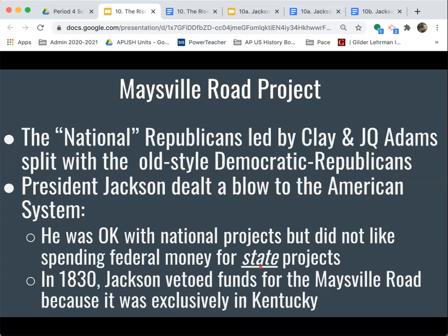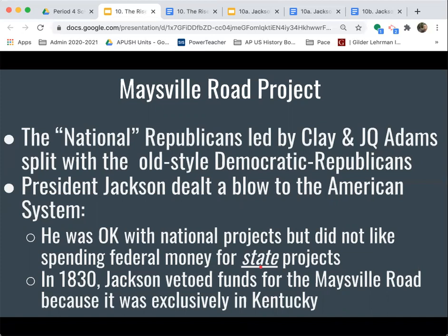But if we needed to fix the 10 freeway, which starts in Santa Monica, depends which way you're going, it goes from Santa Monica all the way through Arizona, New Mexico, Texas, Louisiana. The 10 freeway actually ends all the way in Florida. Jackson will be okay spending federal money on that because it's a national project. It hits the whole country, okay?